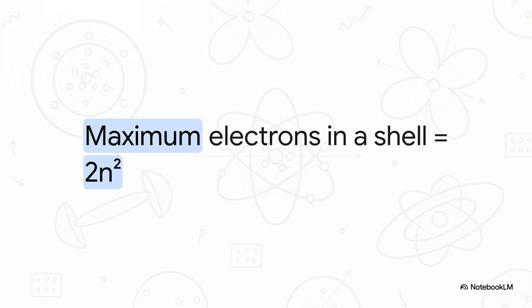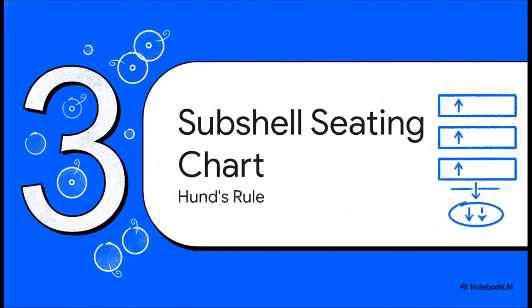Easy enough. For the second shell, n equals 2. So that's 2 times 2 squared. 2 times 4, which is 8 electrons. See? It's a really simple but powerful formula that comes straight out of these fundamental quantum rules. Okay, so let's recap. We know the order they fill in, thanks to Aufbau, and we know only 2 can fit in each orbital, thanks to Pauli.